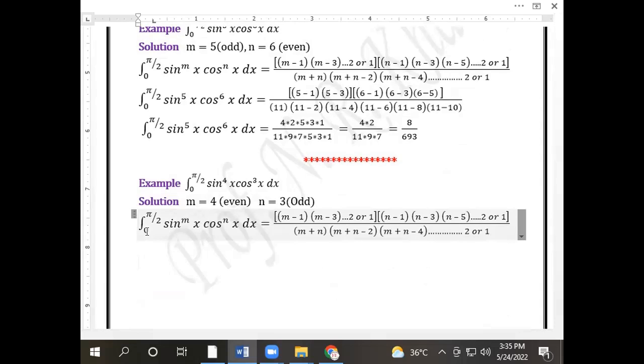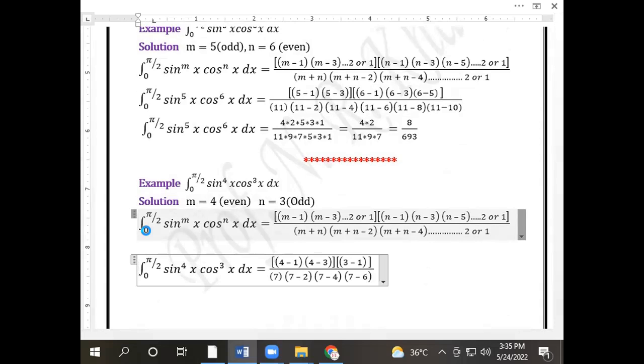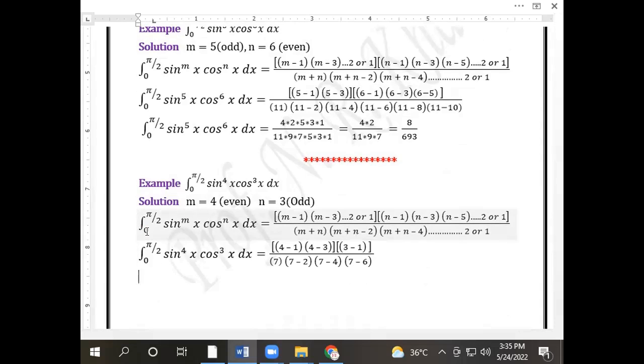And we have to put m equal to 4 and n equal to 3. The value of your n is odd, so the answer is not multiplied by pi by 2. And lastly, after making the simplification, we get a final solution, that is 2 upon 35.